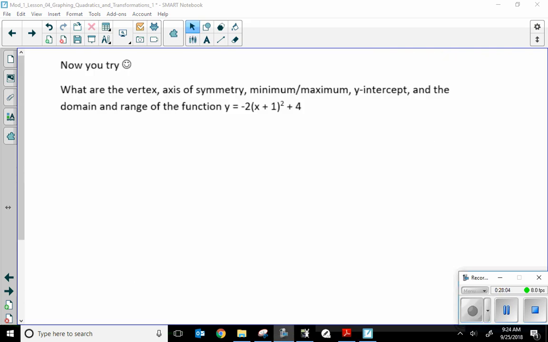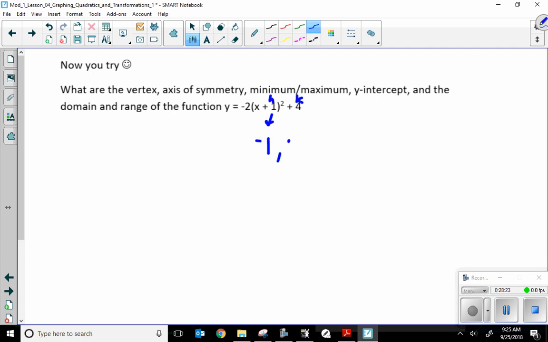Okay, if you guys want to try this one on your own, go ahead. I would love to do it right now. What are the vertex, axis of symmetry, min, max, y-intercept, domain, and range? Well, vertex, flip the h, -1, k, 4. That's my vertex. Done. You see how I like this?